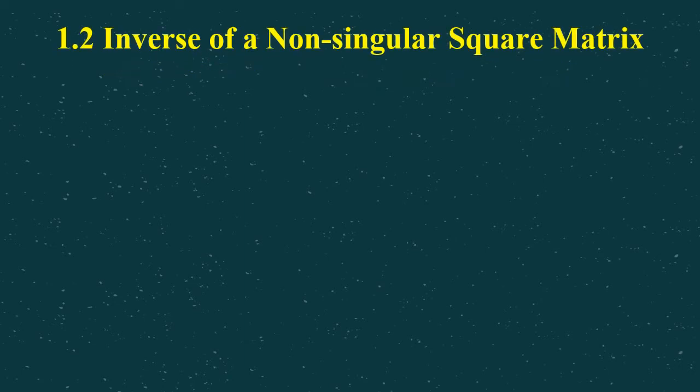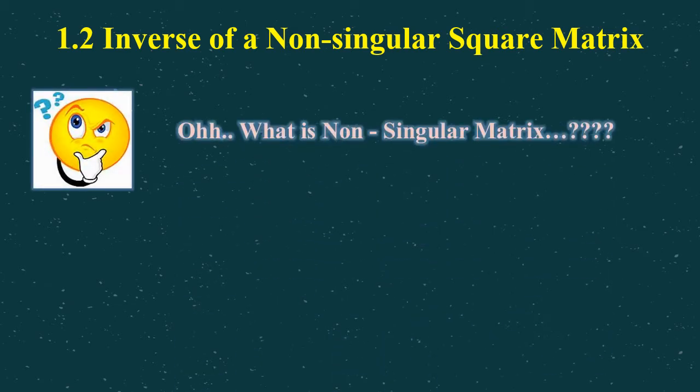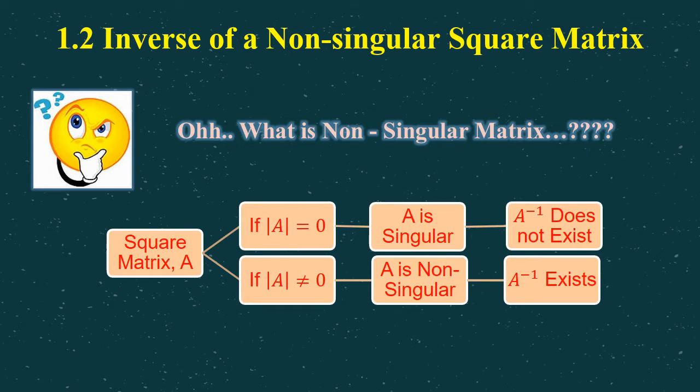1.2. Inverse of a non-singular square matrix. How? What is a non-singular matrix? Consider a square matrix A. If we find the determinant of this A, and determinant A equals 0, then the matrix A is said to be a singular matrix and hence A inverse does not exist. Suppose determinant A is not equal to 0, then this matrix A, capital A, is said to be a non-singular matrix and A inverse exists.